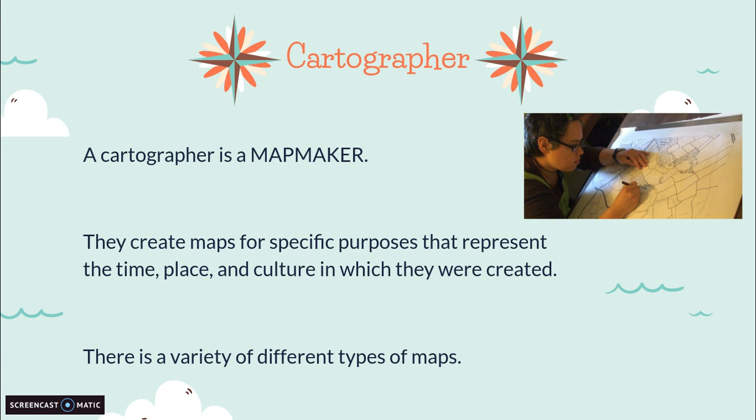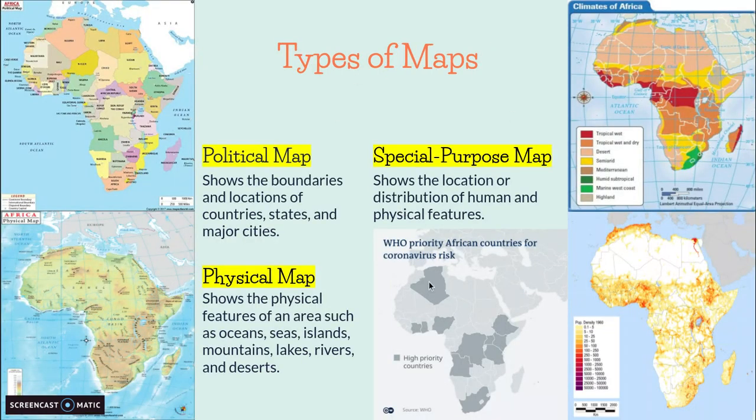There is a variety of different types of maps, and I went over some of them in the last video. Okay, so there are hundreds of different types of maps. Some of them we'll talk about in this presentation, and others we will discuss throughout the rest of the school year. So again, a cartographer is a map maker. So the three types of maps that we discussed in class.